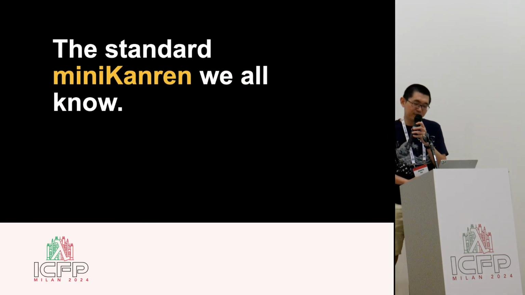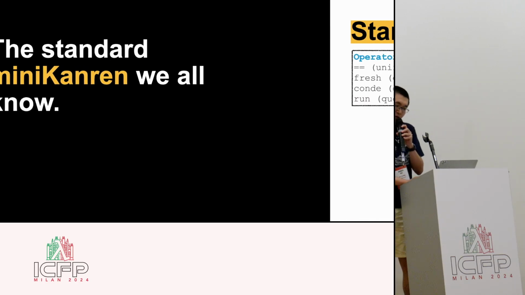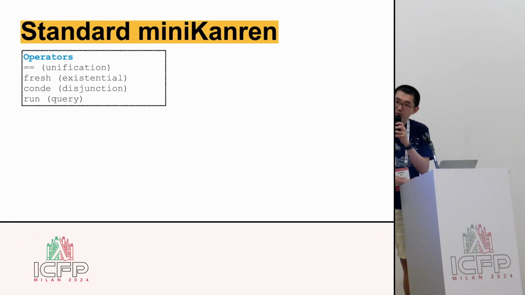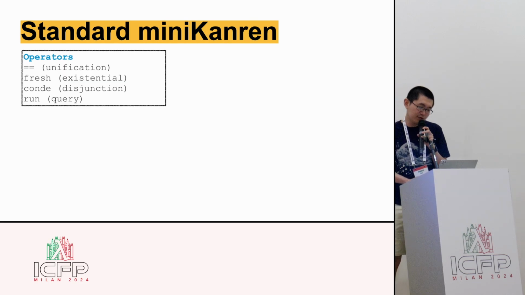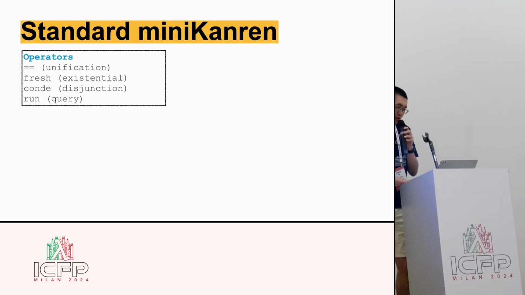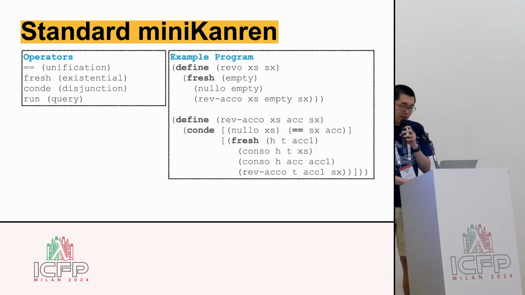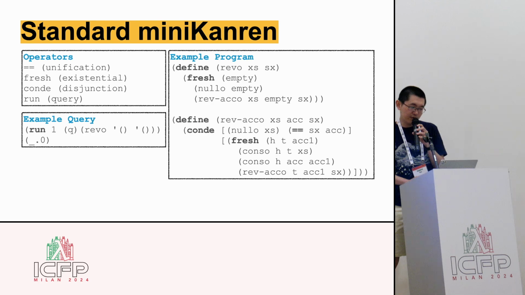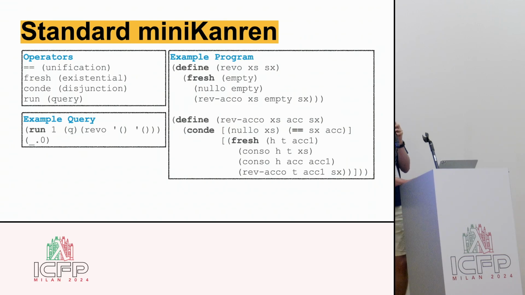First, a quick recap about the miniKanren we all know about. Same thing for basic operators: equal for unification, fresh, conde, and run. And this is one of the a little bit complex example programs. We're going to use it later. It's a reverso. It basically tries to see if two input lists are reversed to each other. So for example, in this case, run a very simple query on the empty list. So they definitely are reversed to each other's.